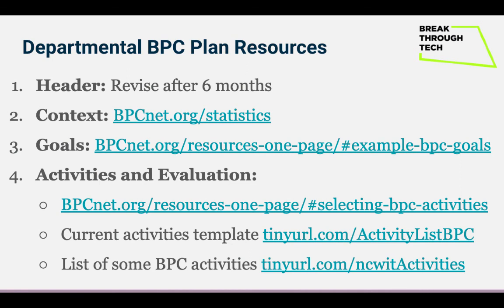Okay, so as an overview, you've got the header where you're going to try and revise it after 6 months, focus on data collection. Context, you can download data from bpcnet.org/statistics. We've got a bunch of example goals for you to look at to see the types of goals you might include. And then for activities and evaluation, we've got resources on bpcnet.org for selecting BPC activities, then curated sets of resources depending upon which of those types of things you want to do. And then for collecting the current activities in your department, we've got that tiny URL to that spreadsheet, and then that NCWIT resource that lists a bunch of BPC activities that you might already be doing, which I think is helpful for jogging your memory.